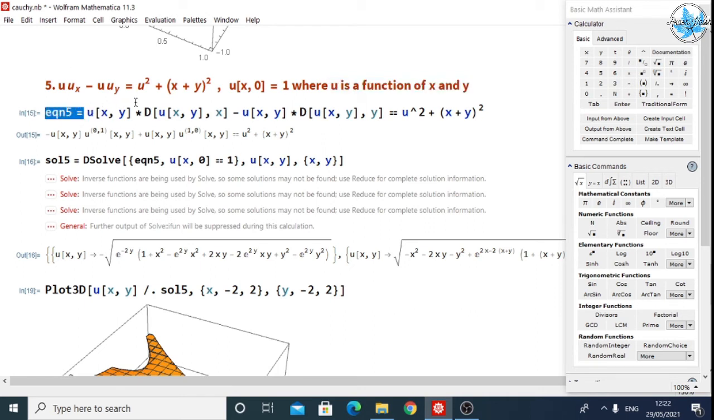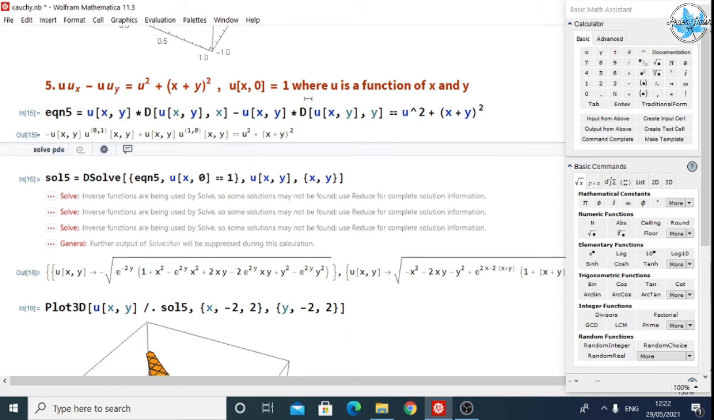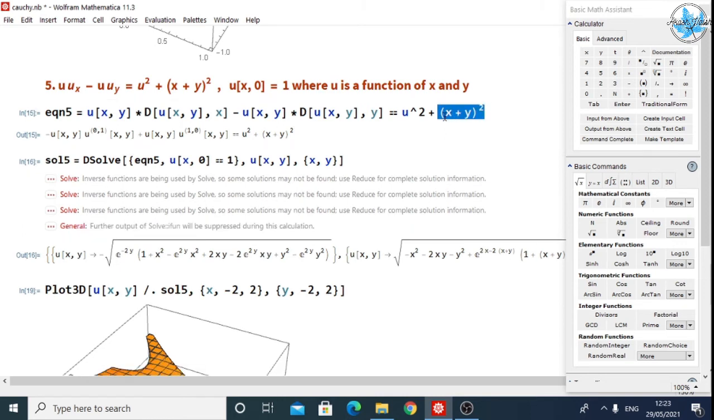So I will write u of x comma y. Then u_x, that is the derivative of u with respect to x, minus u, which is the dependent variable of x comma y, times the derivative of u with respect to y, double equals u squared. You can write the u squared like this, or you can also write u of x comma y whole squared. The answer will be the same here, but don't write u simply here, otherwise it will be considered as an independent variable.